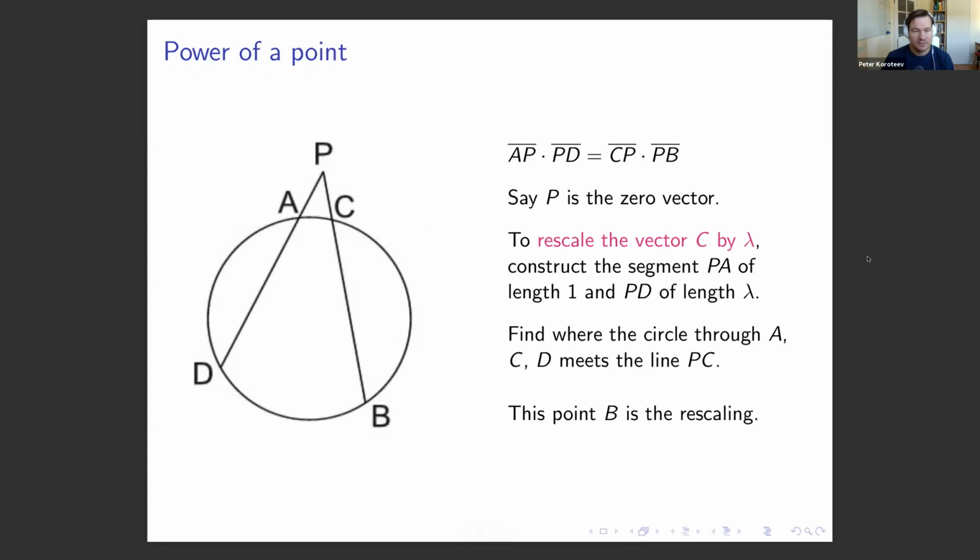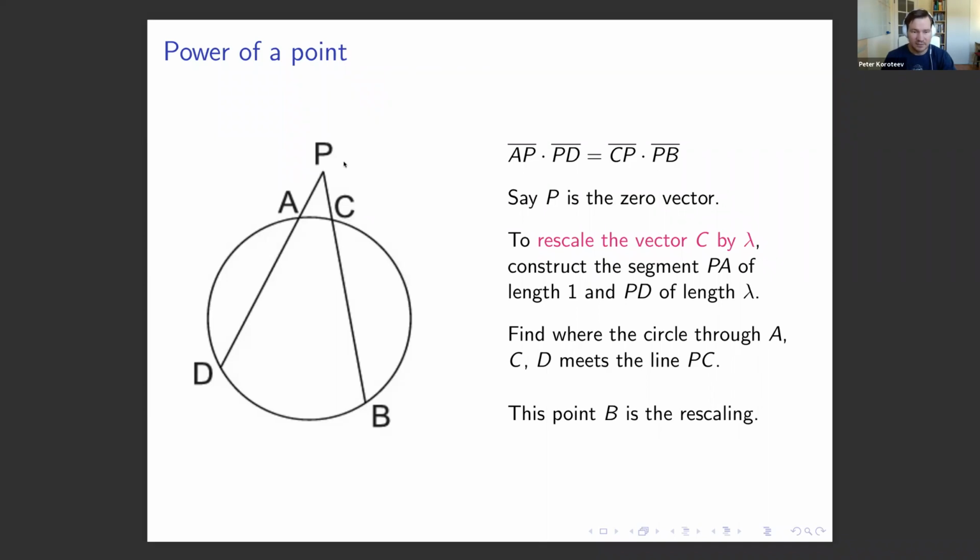Now, there's this trick over here, again coming from high school geometry, which of course was developed in ancient Greece. Look at the picture on the left, and you can prove that the length of segments AP times PD is equal to CP times PB. So say P is the 0 vector, like you would put your origin of coordinates here. And then to rescale vector C by scalar lambda, we construct the segment PA of length 1, so we need this to be equal to 1, and PD of length lambda. Then we would draw the circle like this, and find where the circle through A, C, D meets the line PC. And the point B will be the rescaling.